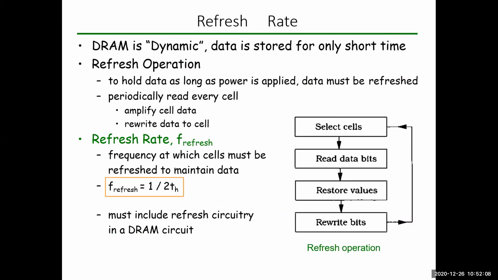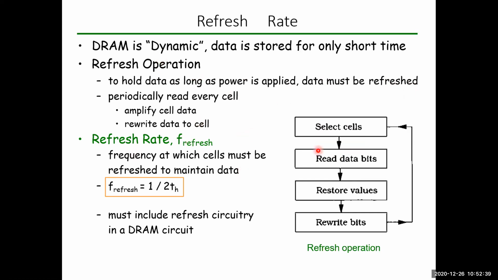In the refresh operation, in order to hold the data as long as power is applied, the data must always be refreshed. Why is the data always refreshed? Because there is some amount of leakage of current or charge from the capacitor because of the ground terminal which is connected to the capacitor. Due to that reason, you are supposed to always refresh the data. Since it is refreshing every time, we call this kind of memory cell a DRAM cell.